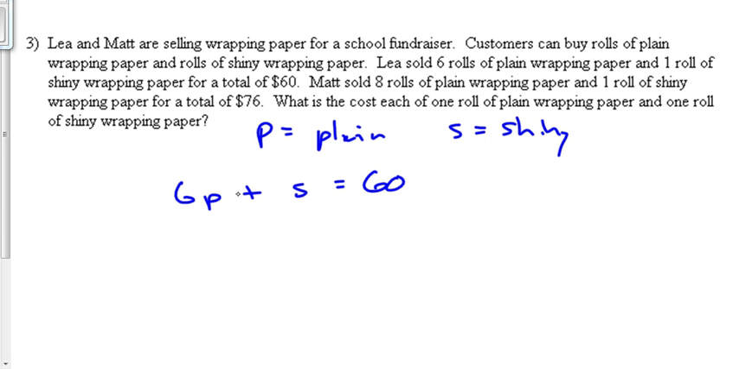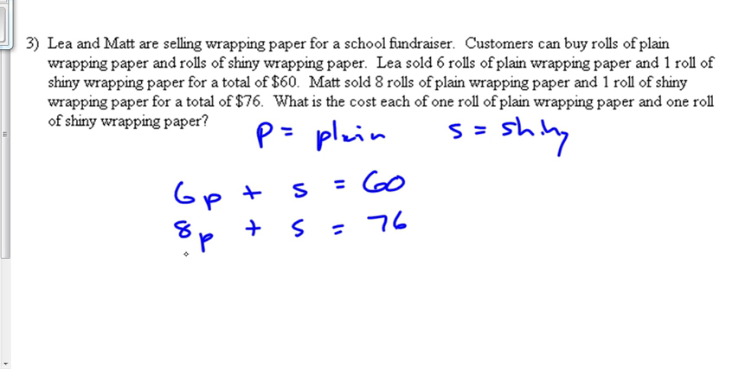Matt sold 8 rolls of plain, so that'd be 8 times P plus 1 roll of shiny. So again, S for $76. So what is the cost each of 1 roll of plain wrapping paper and 1 roll of shiny?